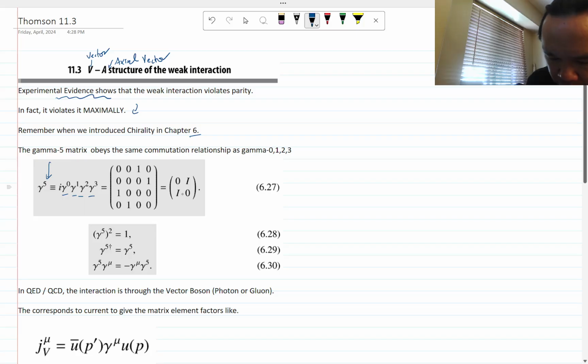These gamma 5 matrices obey the same relations as the other gamma matrices: if you square them, you get 1. They are Hermitian, so the dagger of itself is itself, and they anti-commute with the others, where if you switch the order, you get a negative sign instead.